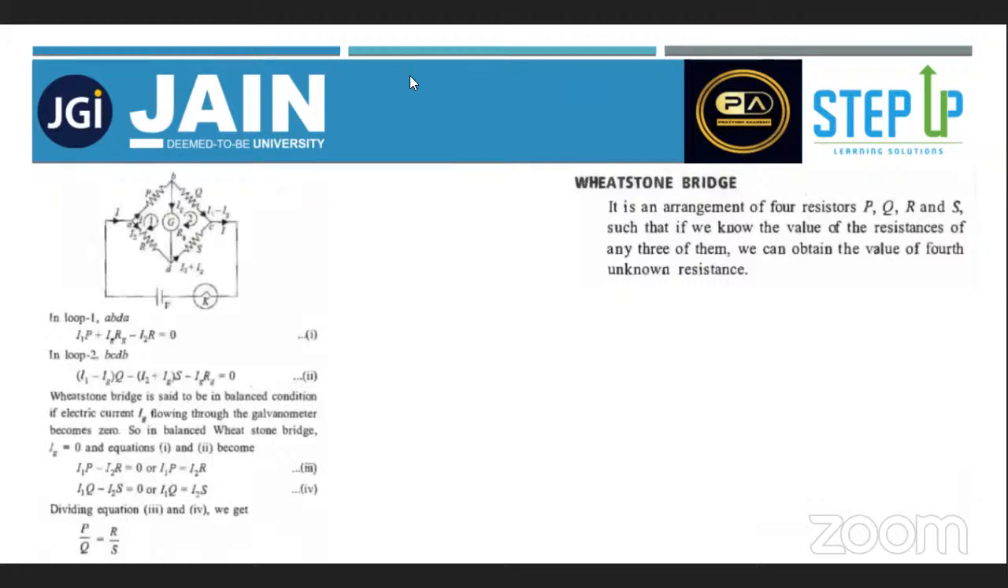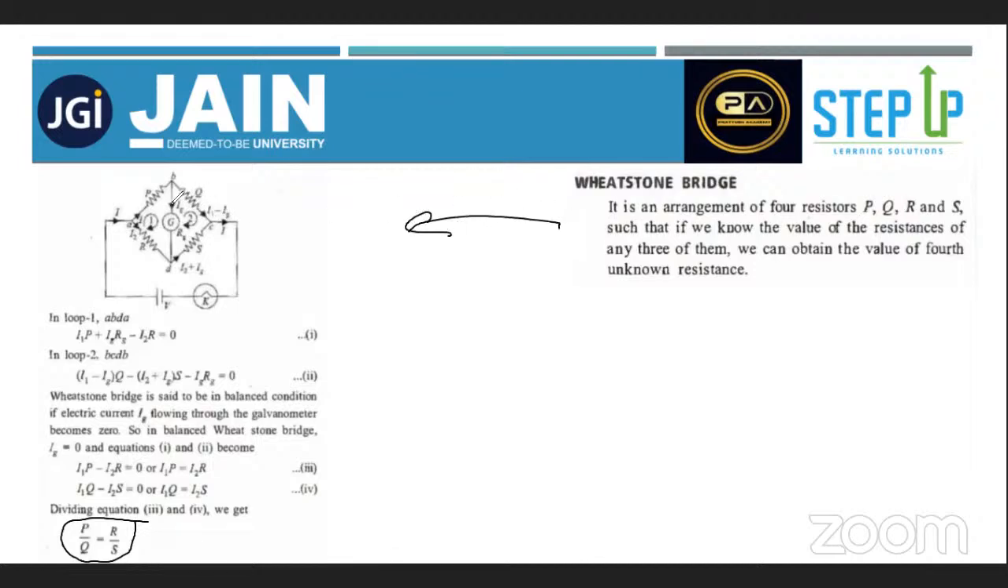Okay, Wheatstone bridge. I've given you the equations here. What happens here is, this is what you have to know: P by Q is equal to R by S. The ratio of P upon Q is equal to the ratio of R upon S. This is how we write it. This is basically a Wheatstone bridge.